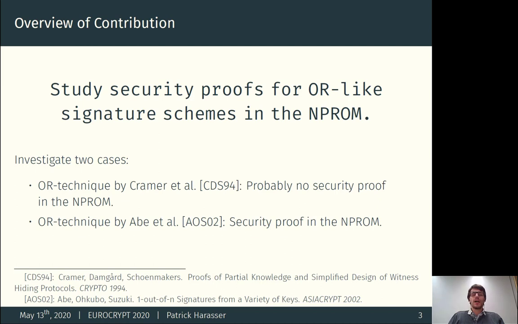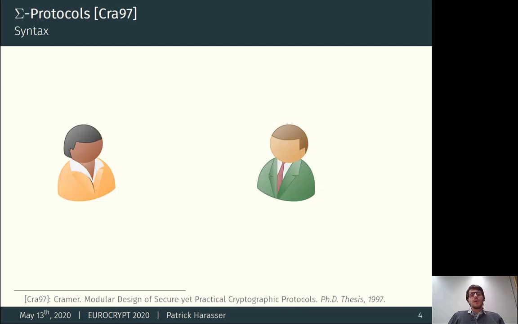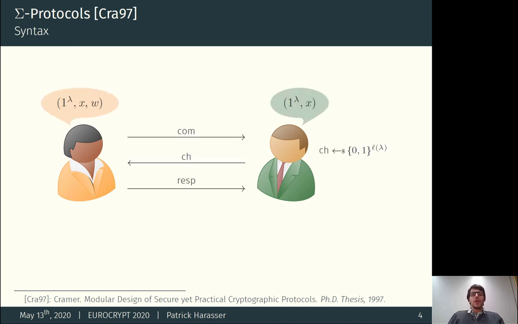Now, before presenting our results in more detail, allow me to give you a bit of background and briefly recall the basic building blocks that will be important during this talk, starting with Sigma protocols. On a syntactic level, a Sigma protocol is a protocol between two parties called prover and verifier, who get a bunch of inputs and then exchange three messages, with the prover speaking first, and where the only message sent by the verifier is a uniformly random string. The goal of the prover is to convince the verifier that he knows a witness matching the statement the verifier has. At the end of the conversation, the verifier decides whether or not he believes that this is indeed the case.